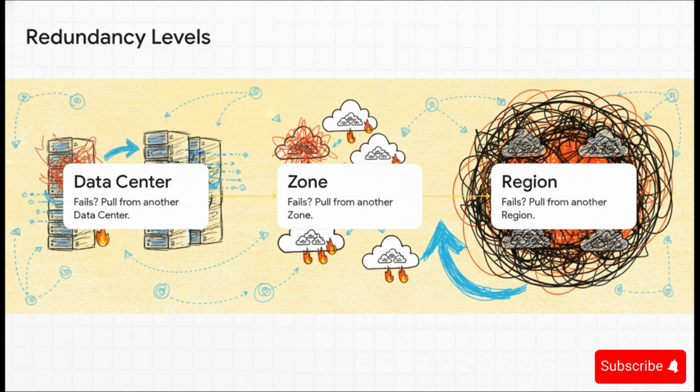Say one physical data center literally burns down or loses power. Azure doesn't miss a beat. It immediately pulls your exact same data from another data center within that zone. If that entire zone gets wiped out and goes completely offline, it pulls from another region entirely. This multi-layered intra-region safety net creates absolutely seamless availability. In fact, most of the time, if a massive hardware failure happens, you, sitting at your laptop, won't even notice a blip.